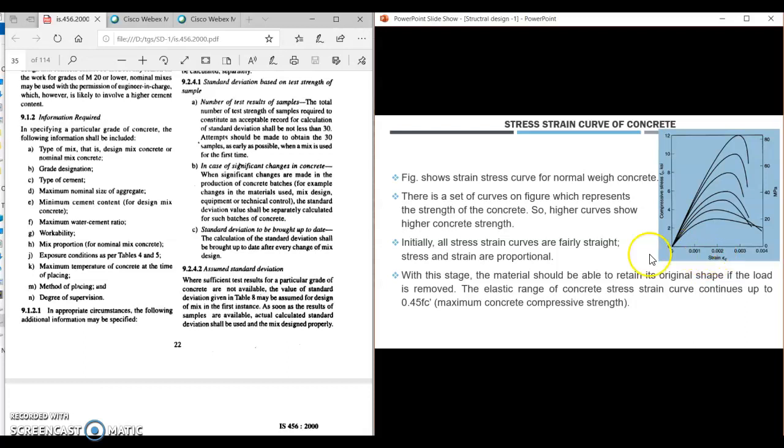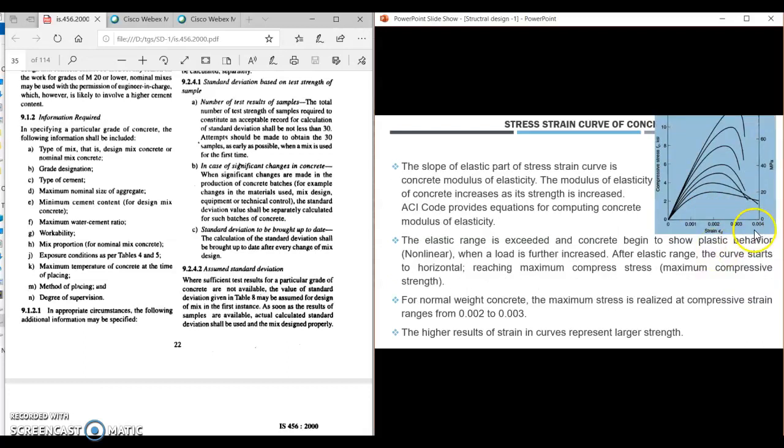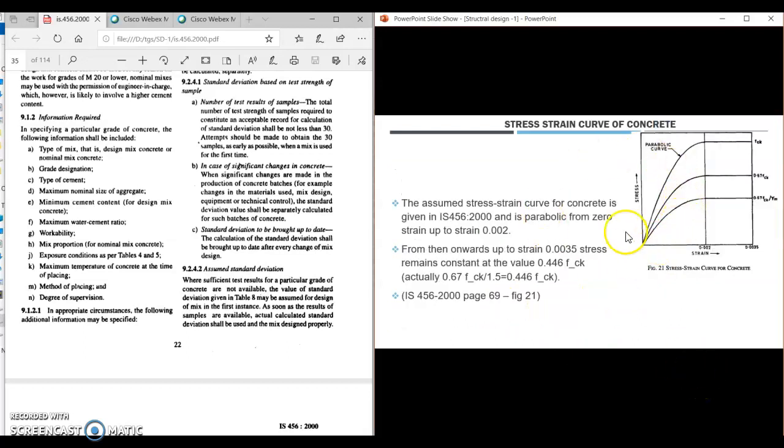So the maximum strain for the concrete is taken as 0.002 to 0.003. So this shows the stress strain curve, and the peak value is between 0.002 and 0.003. It depends upon the higher grade of the concrete. This stress strain curve is specified in IS 456.